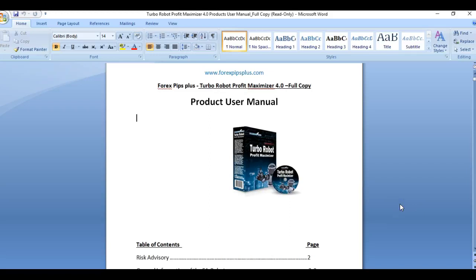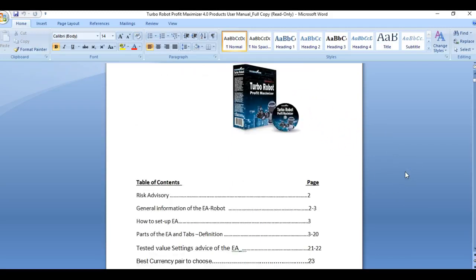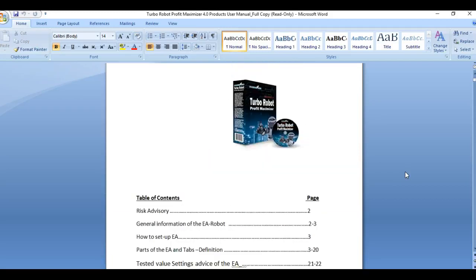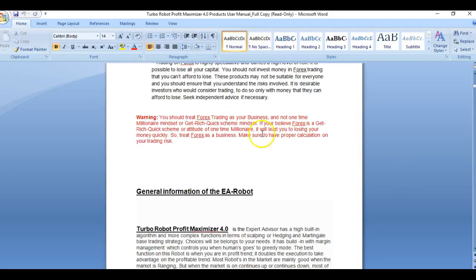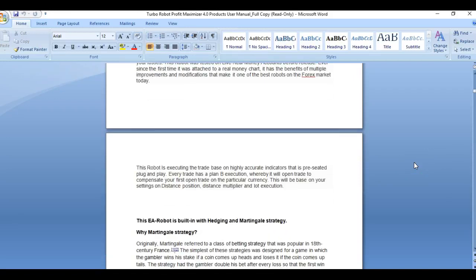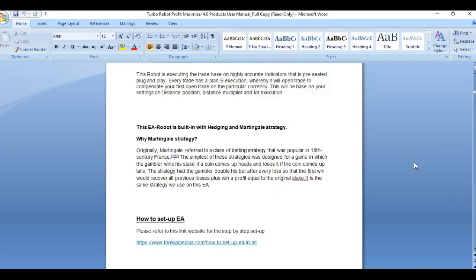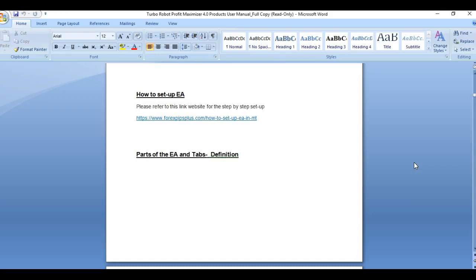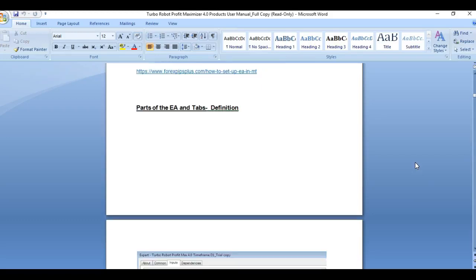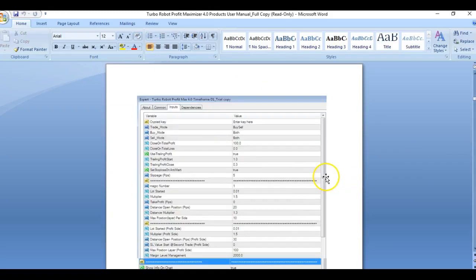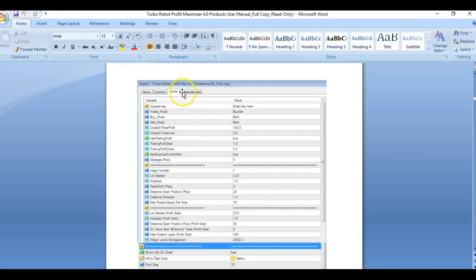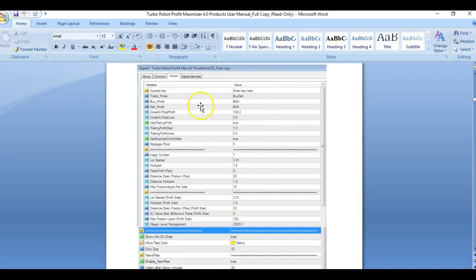So what we have here is our manual. When you download our EA, it's a free version, and I will show you here the full version and how it looks like. So you have your table of contents, and you have your advisory, and yeah, this is Martingale-based, but you can change it to not even Martingale. So the parts of the EA, this is the parts of your robot. This is the daily time frame. You should use the daily time frame.